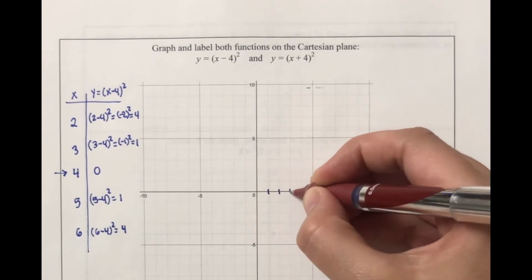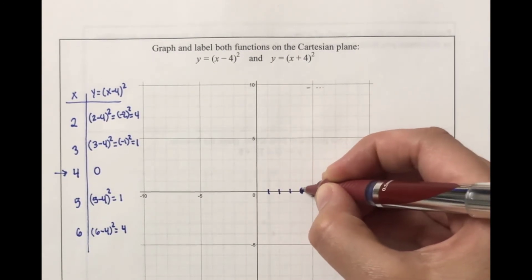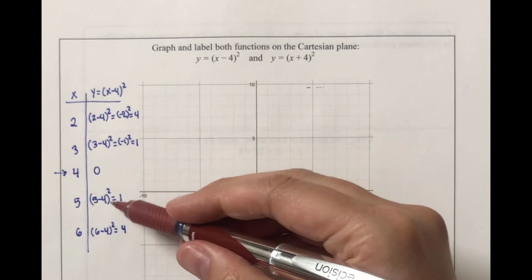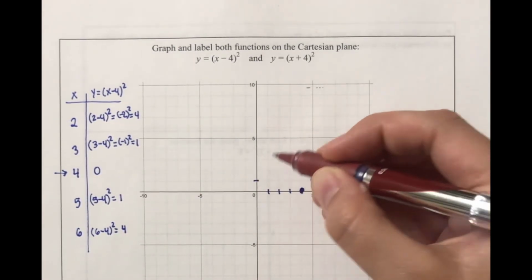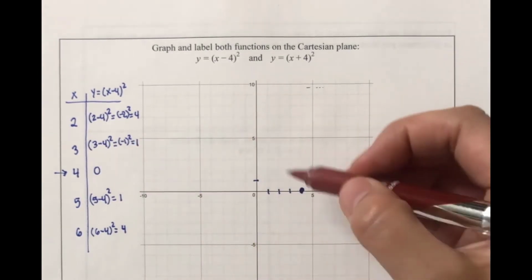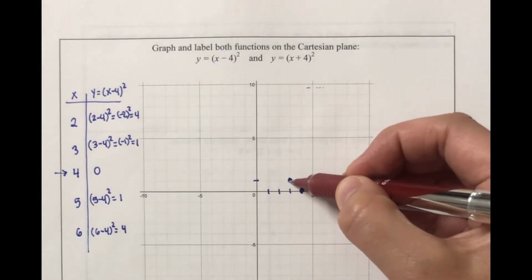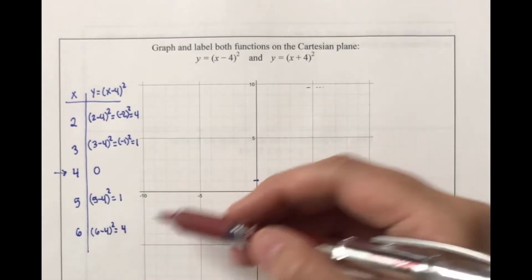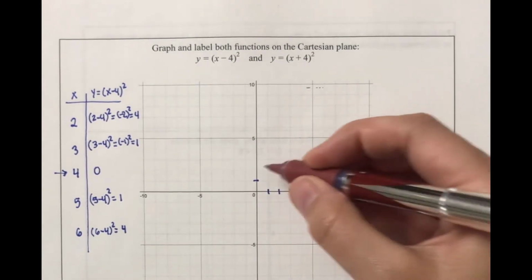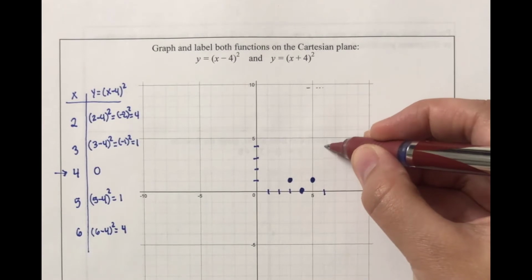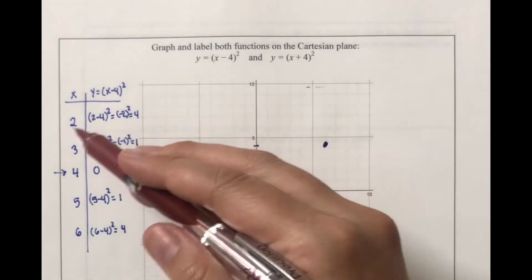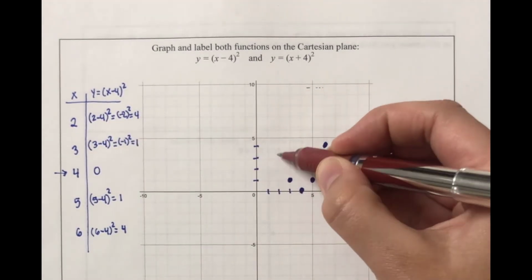4, 0. Let's go to 5 next. 5, 1. Let's go to 3. 3, 1. Okay, let's jump back to 6. 6, 4. So that's up there. And then last point up here, 2, 4.